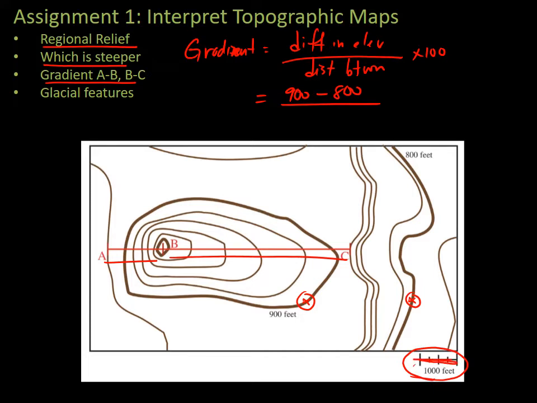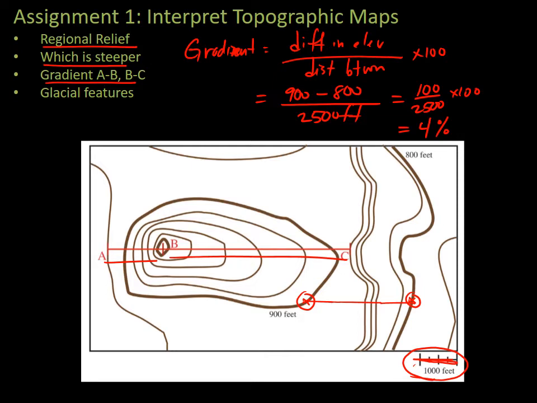This length represents 1,000 feet. And it turns out the difference between these 2 points is about 2.5 of those lines. It's roughly 2,500 feet, very roughly speaking. And so in my calculation, 900 minus 800 gives me 100, divided by 2,500, times 100. Turns out it equals 4, and this calculation produces results in a percent. Okay. This represents the steepness.